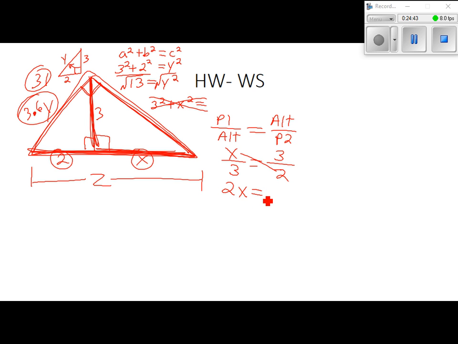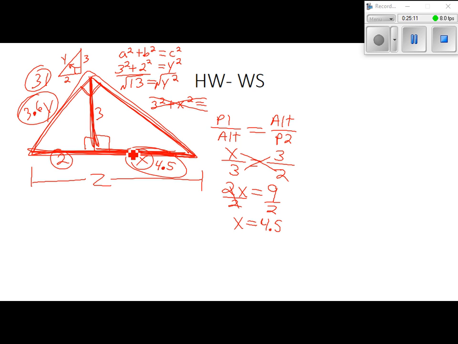3 times 3 gives you, how do we solve that? Do we have to take the square root again? Just divide both sides by 2, what's x equal? 4.5. Remember, you're dividing by 2, not taking the square root. Don't get confused. So x equals 4.5.